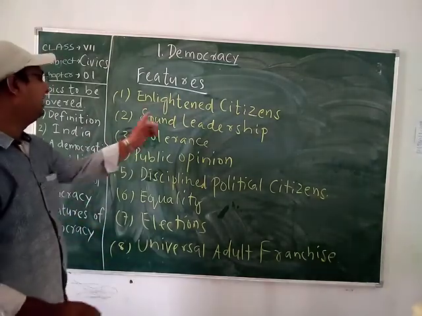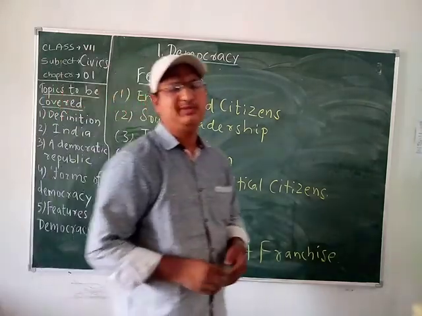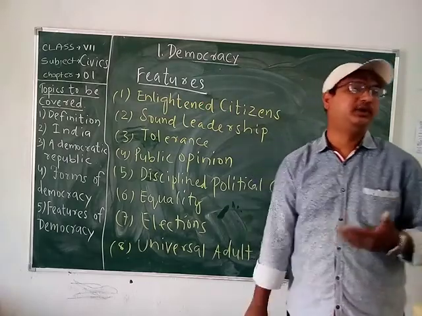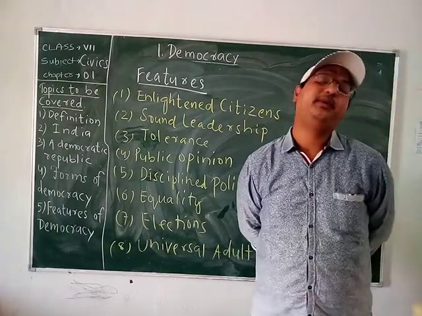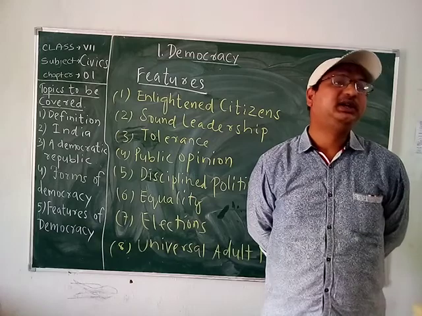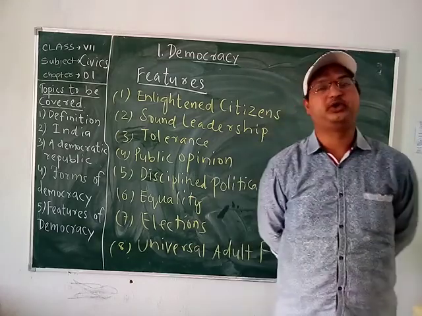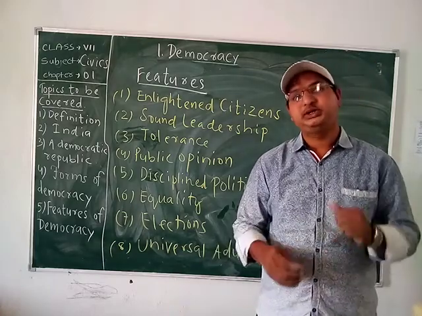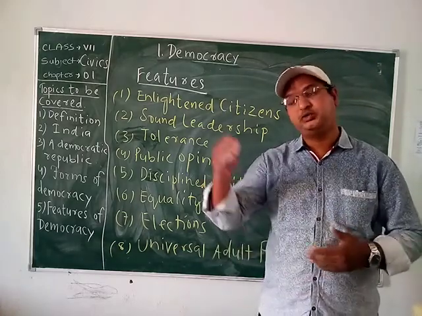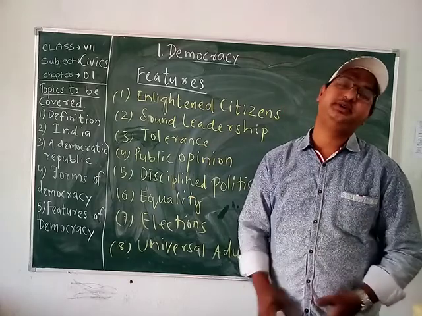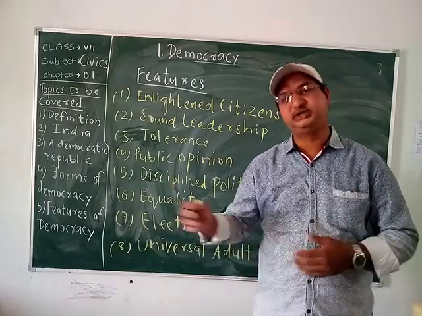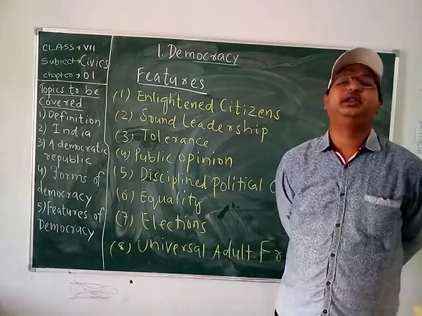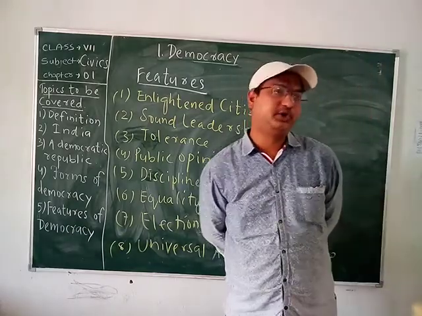The first one is enlightened citizens. Friends, what do you mean by enlightened? It means they are most aware. The most important role is played by the enlightened citizens. They keep a vigil on the functioning of the government because they can study and know what the government is doing. What are the different steps taken by the government? Are they functioning or not? Is the smooth functioning of the government possible in different areas of the country or state or not?